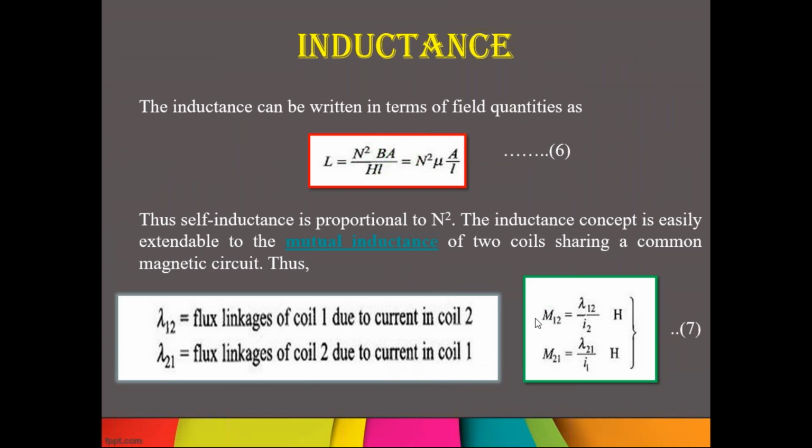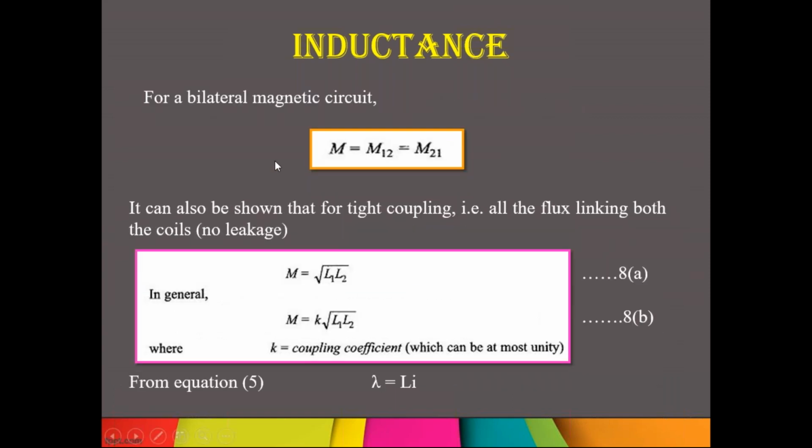Now let me see what the relation between M12 and M21 is. For a bilateral magnetic circuit, what is meant by bilateral? Can you give any example of bilateral? Resistor, inductor, capacitor, sir. Right. What about unilateral? Can you give an example? Diodes.